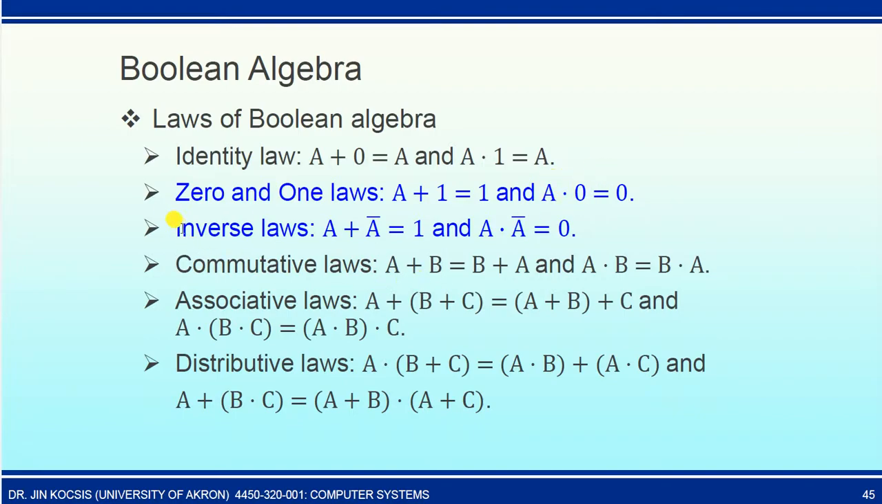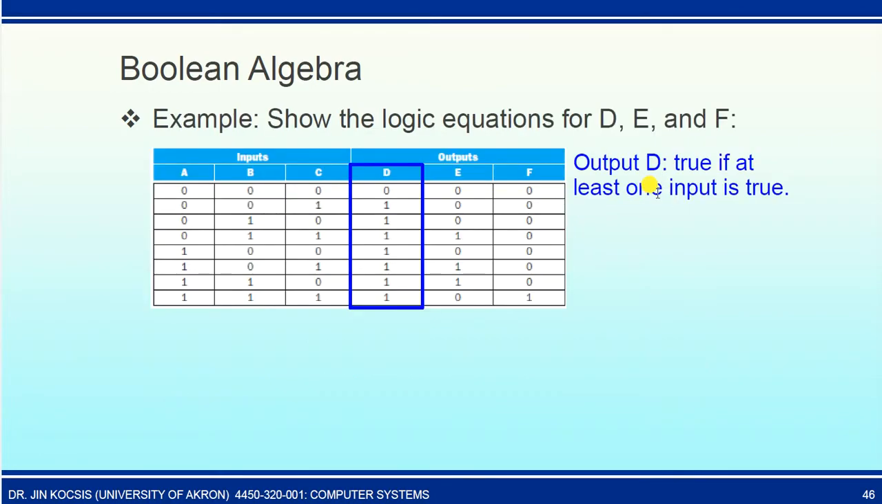output will be 0. The inverse laws mean that if you have two signals, where one is the complement of the other. Basically you have two inputs, and one input can be achieved by implementing NOT on the other input. Then if I implement OR between these two inputs, the output is always 1. Similarly, if I implement AND operation between these two signals, the output is always 0.